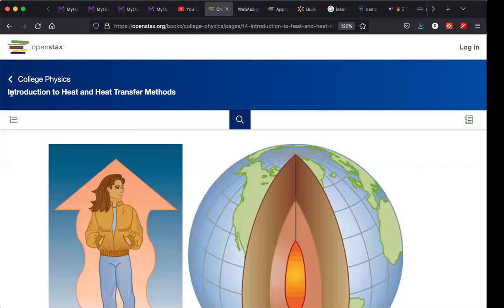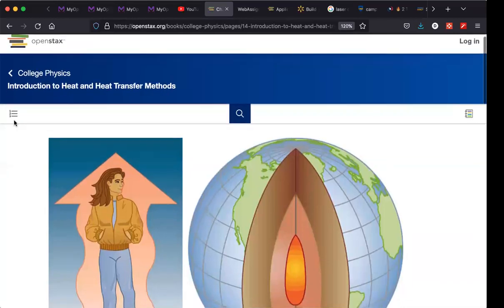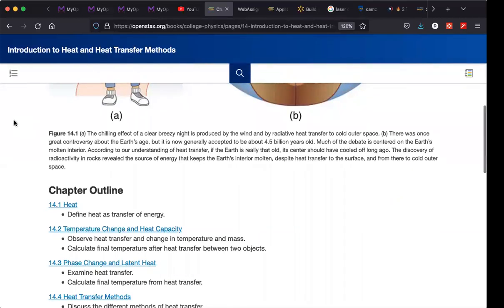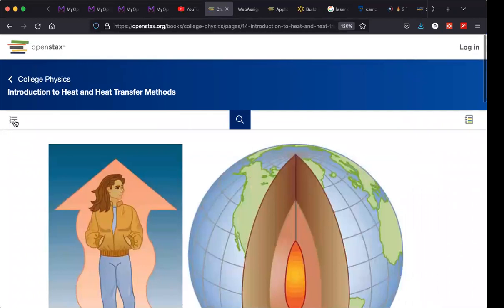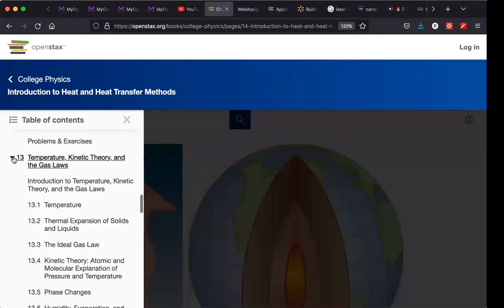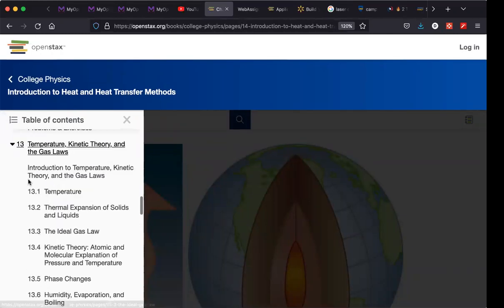Any other questions before we get started on chapter, whatever this is, 13, 14? All right, this is not the right one. We don't want to do 14, we want to do 13. Yeah, that's more like it.